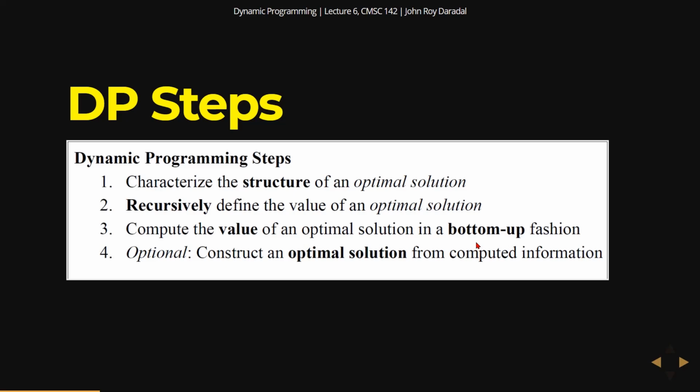checking previous subproblems values anyway. Okay, and then the last part is optional. If you want to construct the optimal solution itself, not just the optimal value, you can also do that from the computed information using the additional data that you also saved. Okay, so those are the 4 steps for dynamic programming.